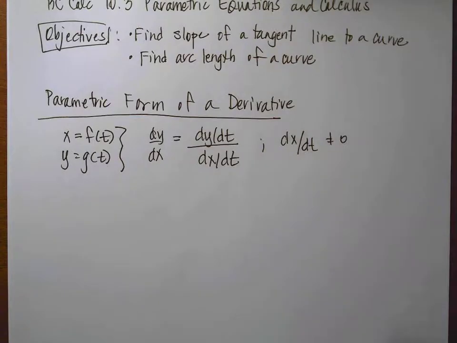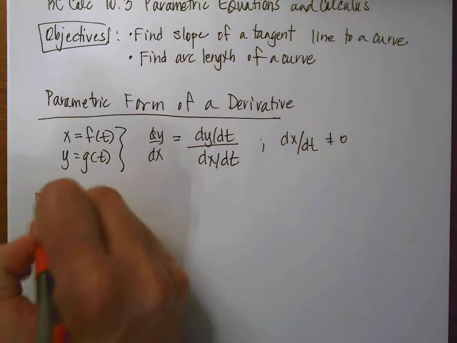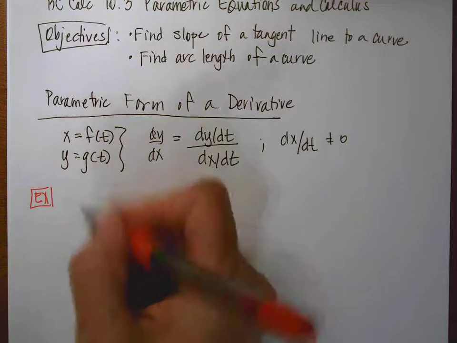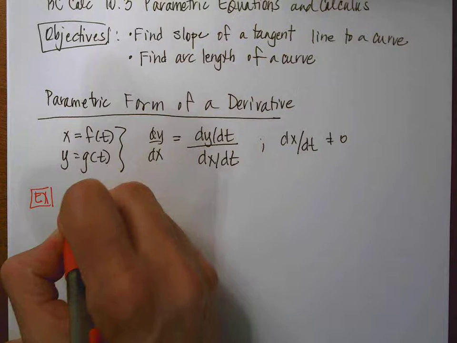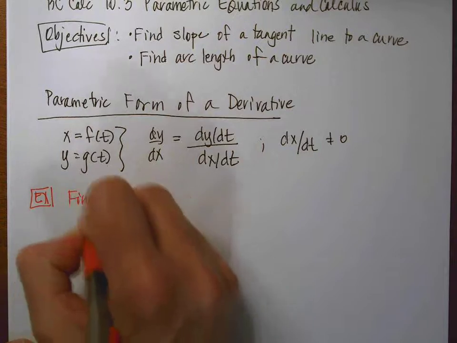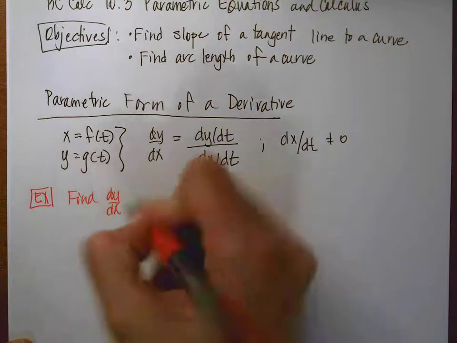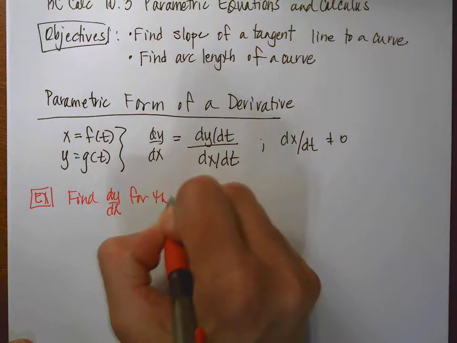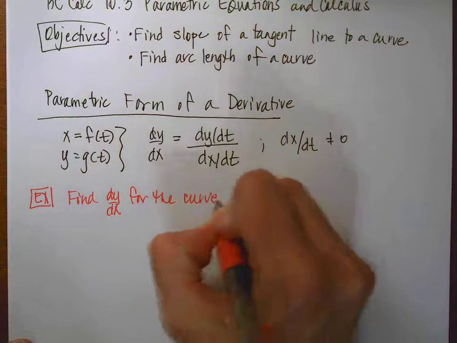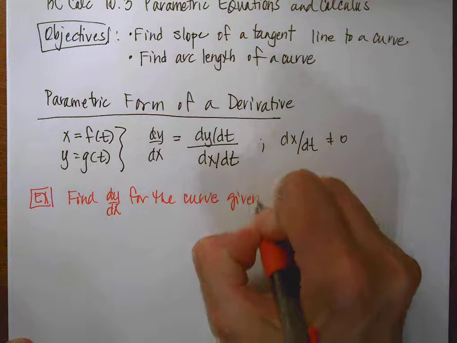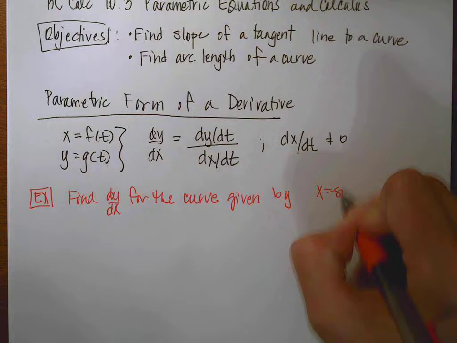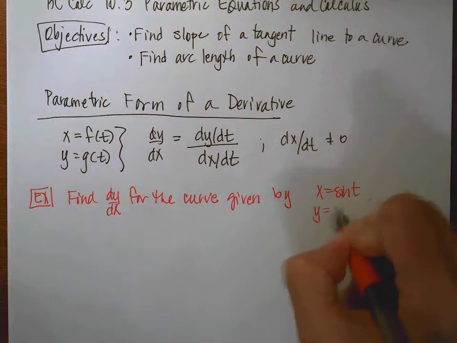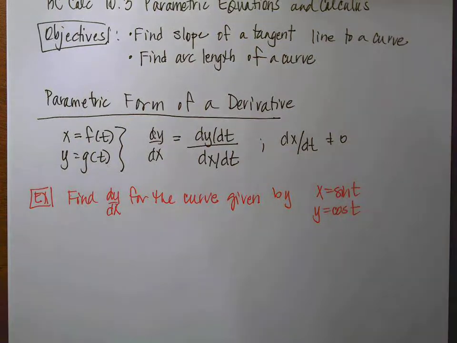Alrighty, I have a simple little example for us, super easy, because it's really not that complicated a process until we start taking multiple derivatives. So let's say I want to find dy/dx for the curve given by x is equal to the sine of t and y is equal to the cosine of t.